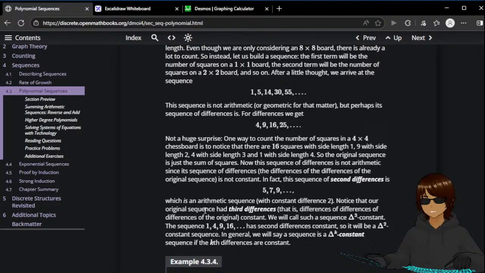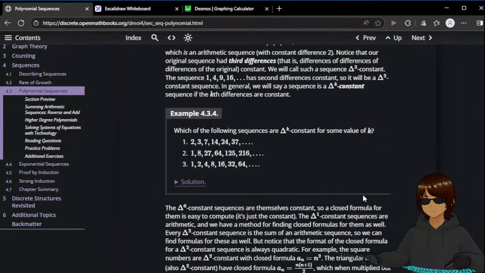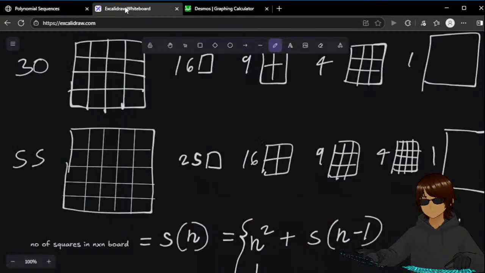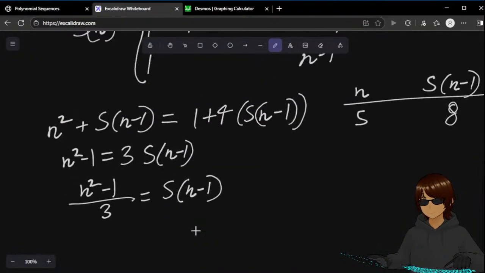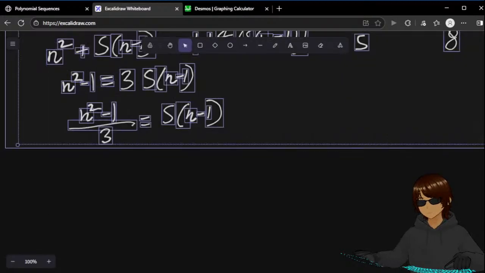Notice that our original sequence had third differences constant. We will call such a sequence delta cube constant. The sequence 1, 4, 9, 16 has second differences constant, so it will be delta square. Which of the following sequences are delta k constant for some value k? This was useless.